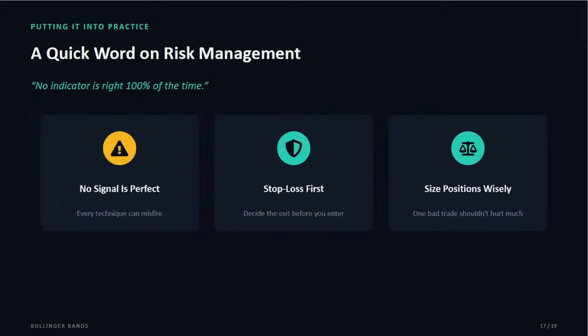I want to pause here for something that isn't specific to Bollinger Bands, but applies to absolutely every technique we've discussed today: risk management. No indicator, not Bollinger Bands, not RSI, not anything else, will be right 100% of the time. Every technique we've covered today, including the squeeze breakout and the W bottom pattern, will occasionally produce a false signal that doesn't play out the way you expected.